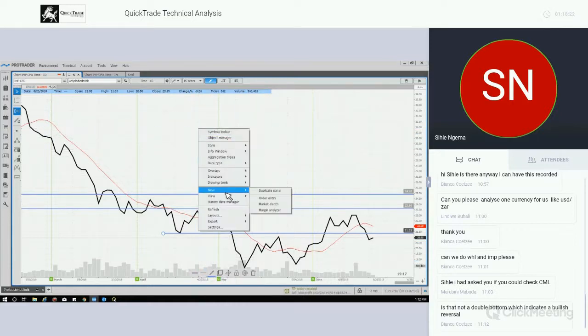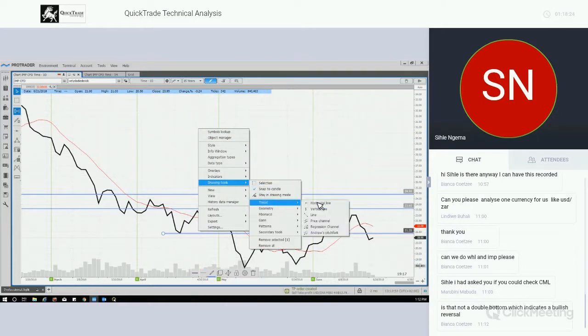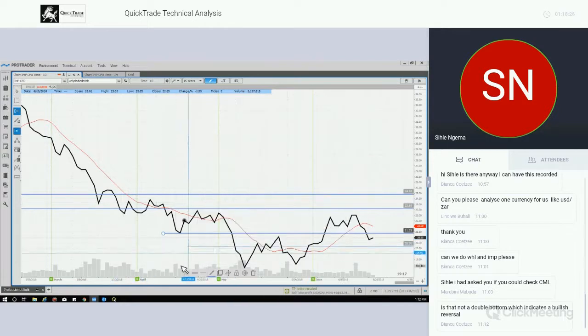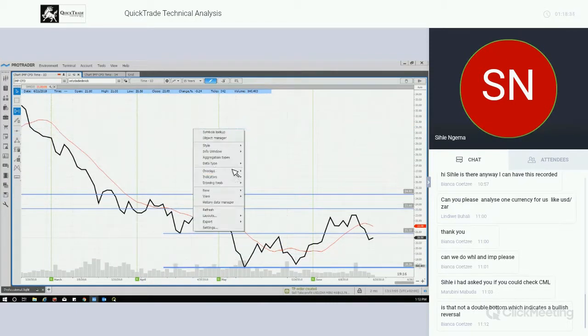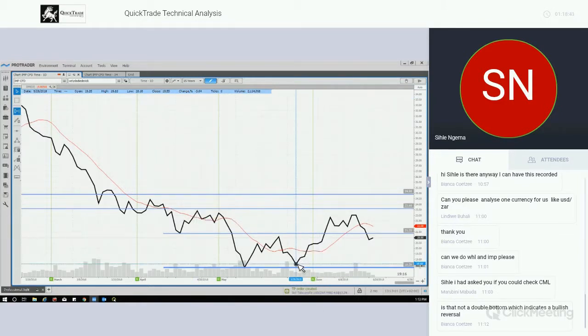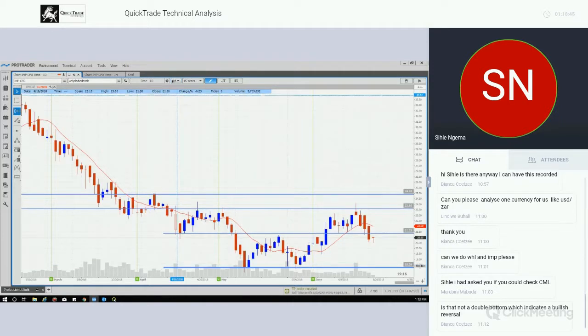Okay, this is your resistance, some minor resistance there. I don't want to have too many lines. I'll have this one here. This is our main support currently. Okay, let me just leave it. I'm not going to mark this one. I'm supposed to be marking this one, but I'm not going to mark it. I'm going to leave it like that.